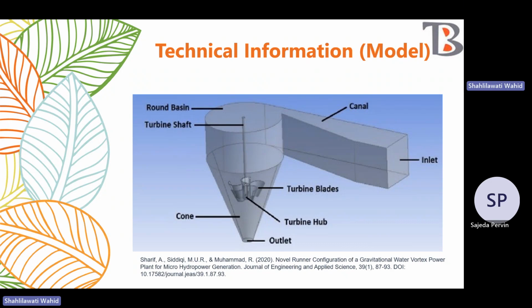This is a basic model of GWVP. GWVP basically consists of an inlet and outlet canal, and the canal is connected to the basin. Inside the basin, there will be a turbine set, which consists of hub, blade, and shaft.